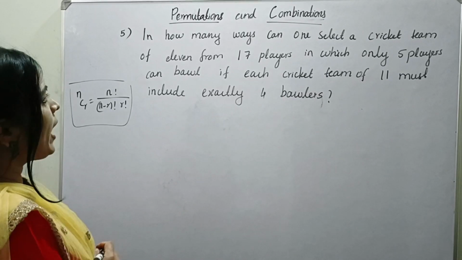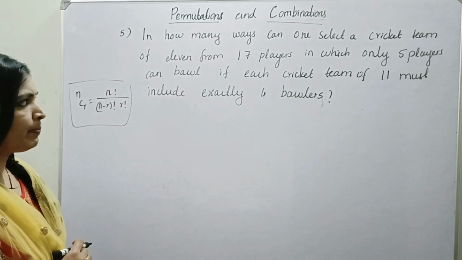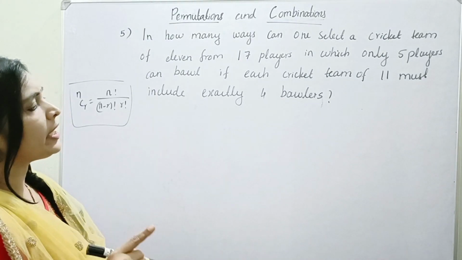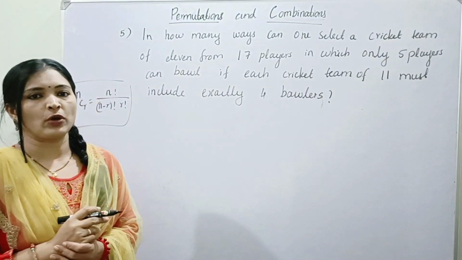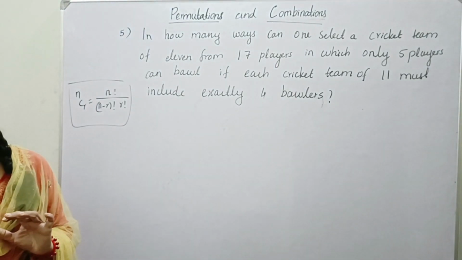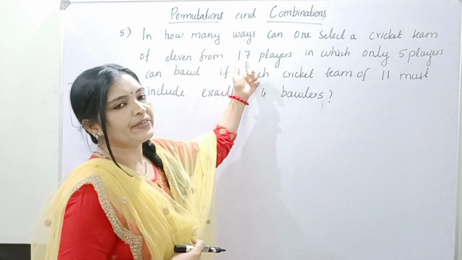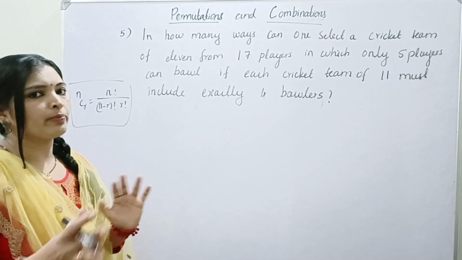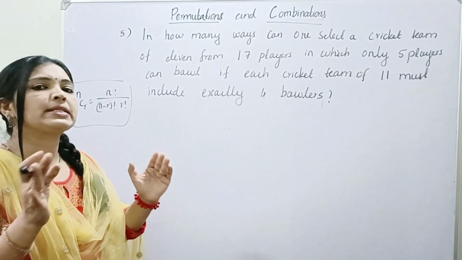Next question is, in how many ways can one select a cricket team of 11 from 17 players in which only 5 players can bowl, if each cricket team of 11 must include exactly 4 bowlers? So as we know, we have to select 11 players out of 17 players. There are a total of 17 players, including bowlers. We have to select 11 players.